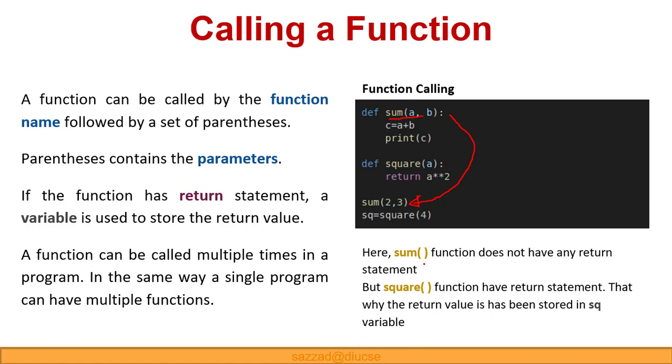Here, the sum function does not have any return statement, but the square function does have a return statement. That's why the return value of square is stored in the SQ variable. So let us see some code on how to declare and how to call a function. It will be very clear to us. So let's move on to the code.